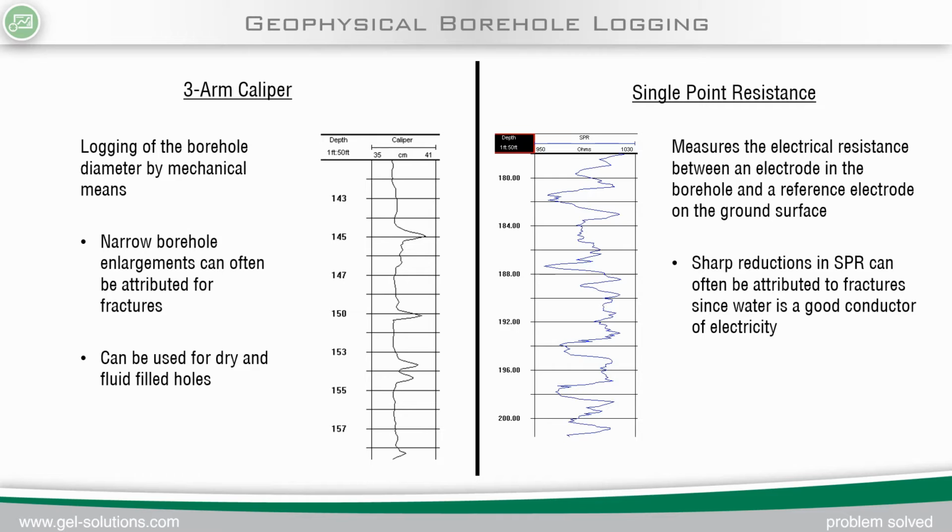First up, we have the 3-arm caliper. This is a mechanical tool that measures the diameter of the borehole. When narrow enlargements are seen in the data, this can typically be attributed to fractures in the rock. This tool can be used in dry or fluid-filled holes. On the right is an example of single-point resistance data. This tool measures the electrical resistance between an electrode inside the borehole and a reference electrode on the ground surface. Since water is a good conductor of electricity, sharp reductions in the data can be attributed to water-filled fractures.